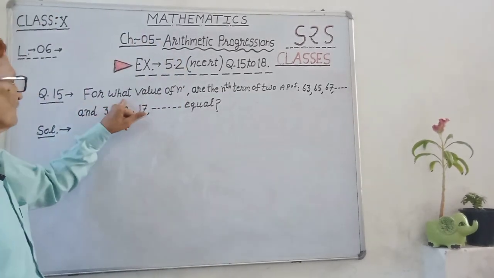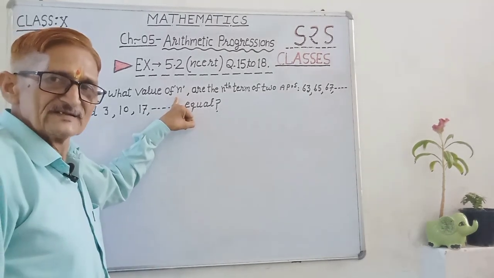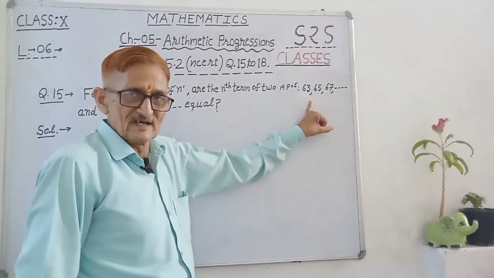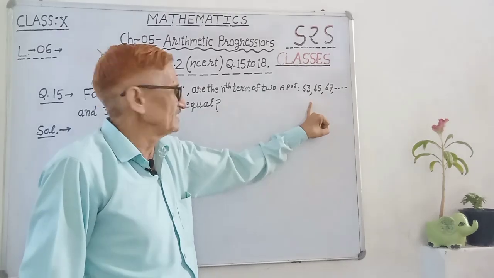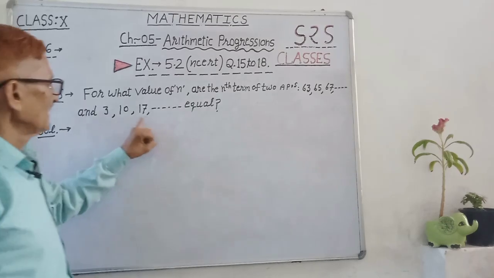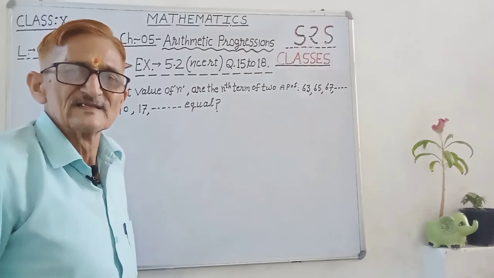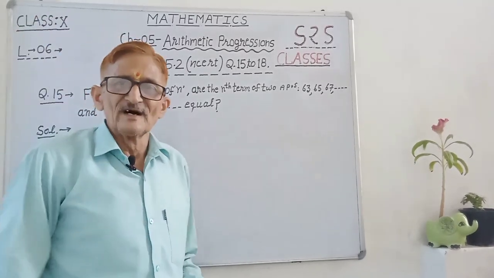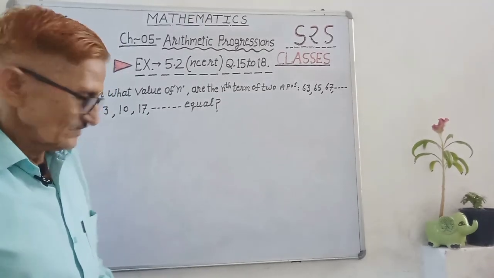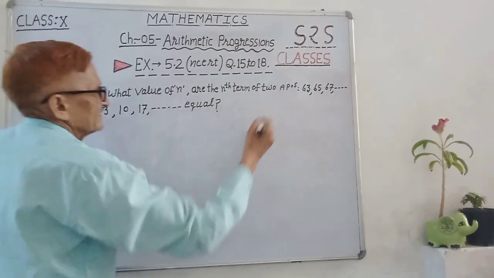Question 15 is, for what value of n are the nth terms of two APs, first AP 63, 65, 67 and so on, and 3, 10, 17 and so on, equal? ये पूछ रहा है किस वैल्यू n के लिए कि दोनों APs का nth टर्म इक्वल है। तो मीन्स we have to find for what value of n. So then it is given that nth terms are equal.